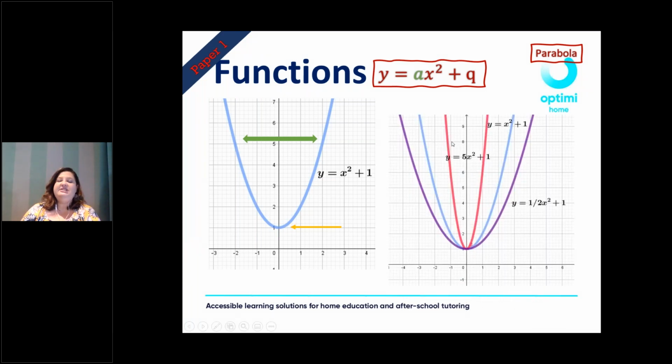I've drawn a few different graphs over here so that we can check what the influence of this A is. I said that the A indicates how wide this graph is. So let's start at the widest one over here. The widest one represents y equals a half x squared plus 1. All of these graphs will have +1s, so I moved a unit up.